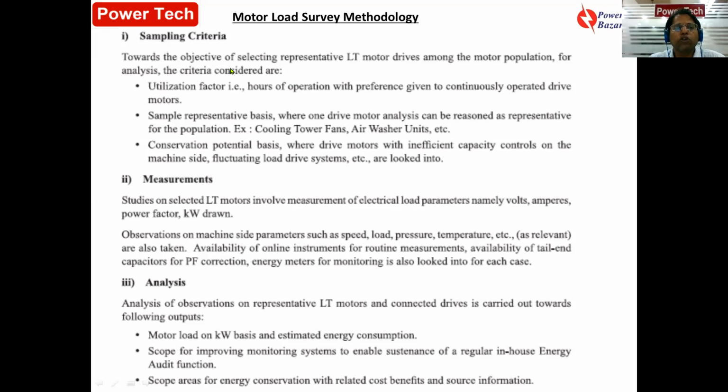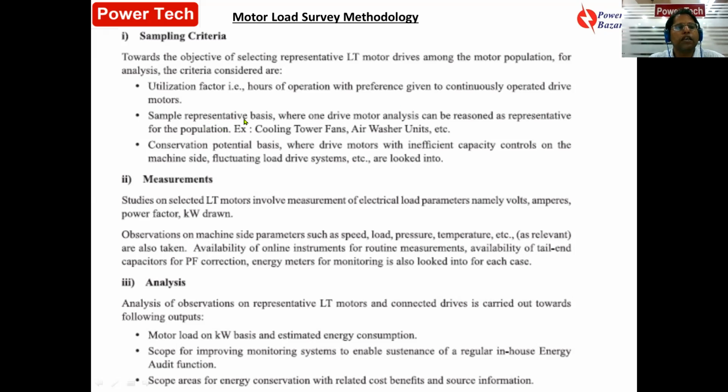So what is the methodology? First, we need to calculate the sampling criteria, because we cannot replace all the motors. Some motors will be operating very fine, so within the survey, we need to do some sampling. It can be done based on utilization factor, that means hours of operation. Those operating continuously have to be given emphasis. Like a crane motor, we should not give emphasis because it operates very intermittently. Motors running continuously have potentially more savings.